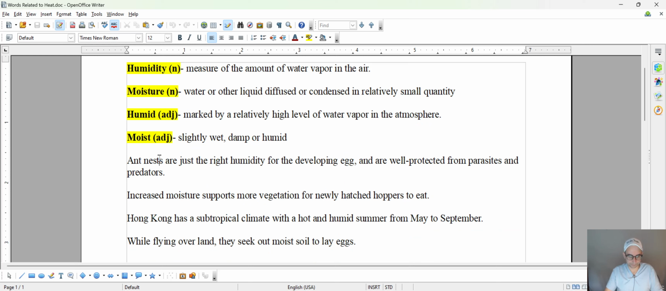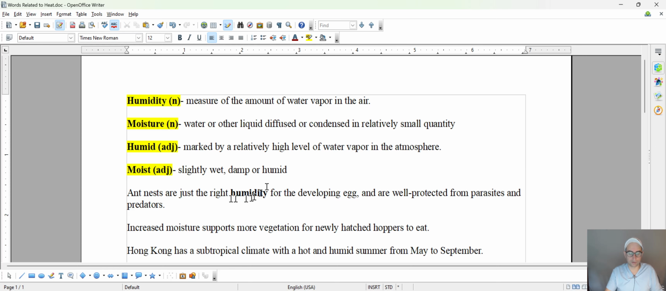Ant nests, I hope you guys know what ants are, have just the right humidity for the developing egg and are well protected from parasites and predators. So when ants apparently make nests or mounds, we sometimes call them too, they need to have the right amount of wetness, okay? So that their eggs don't suffer from any kind of problems here.